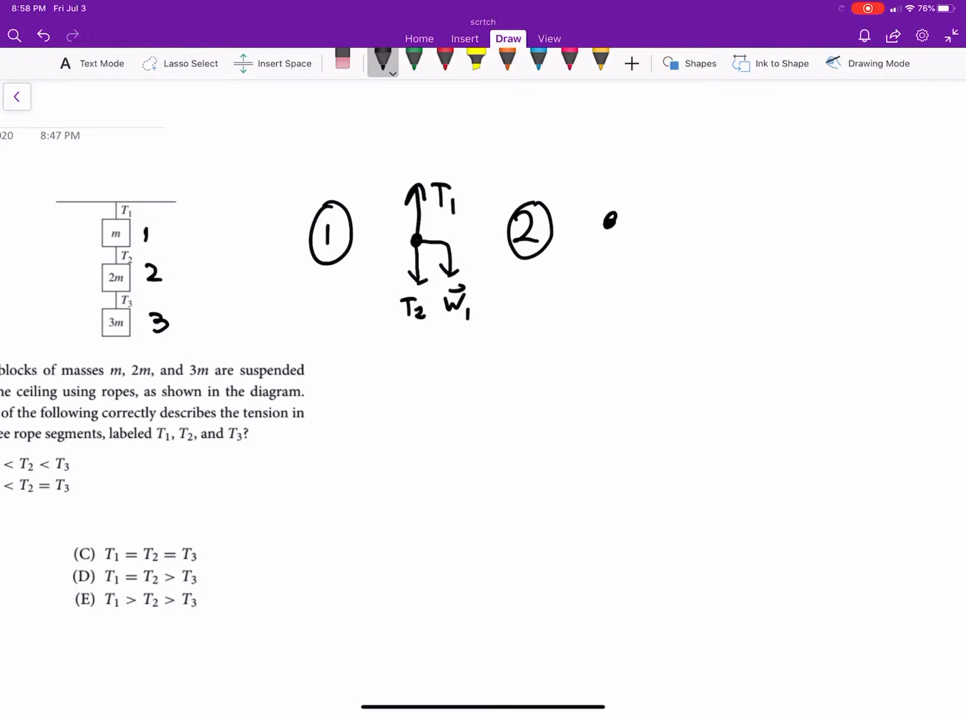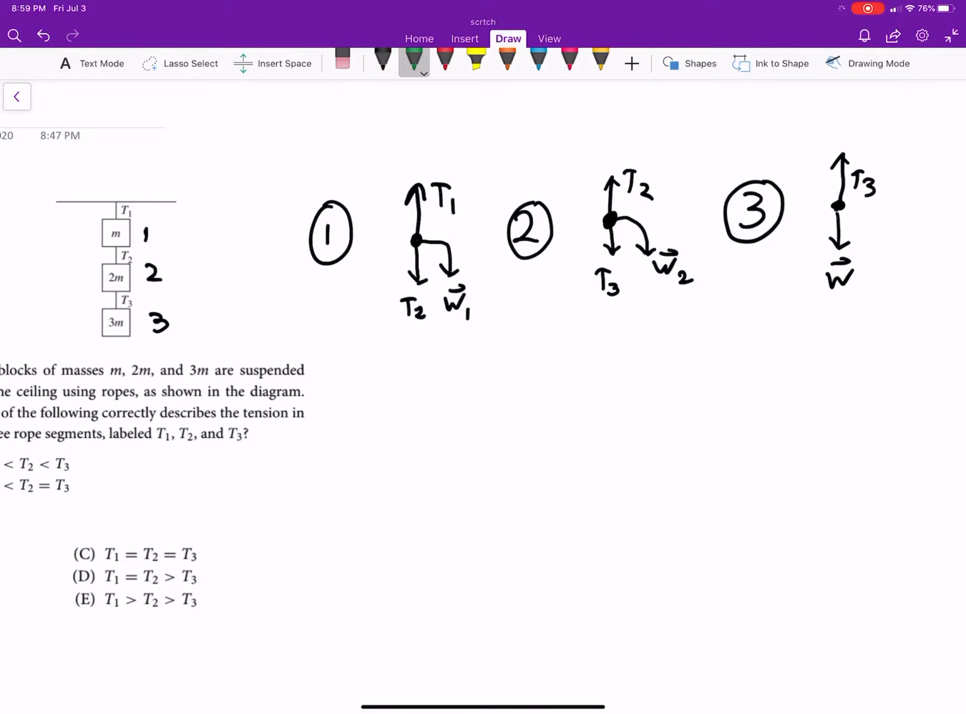For 2, you have tension 2, tension 3, and the weight force for 2. And then 3 just has tension 3 and the force due to gravity. So we drew a free body diagram for each block.